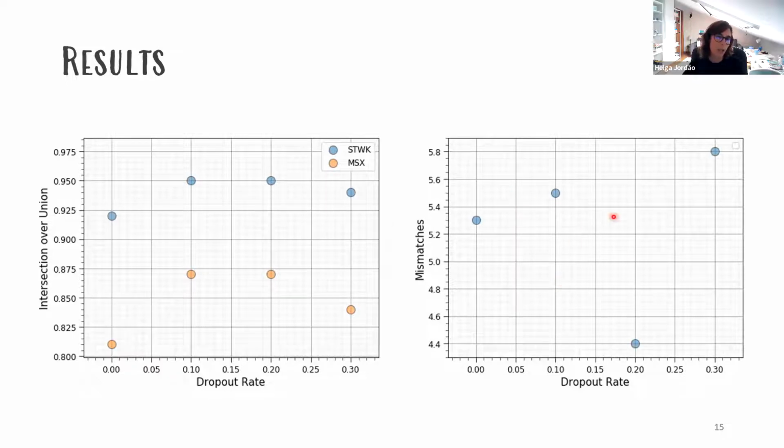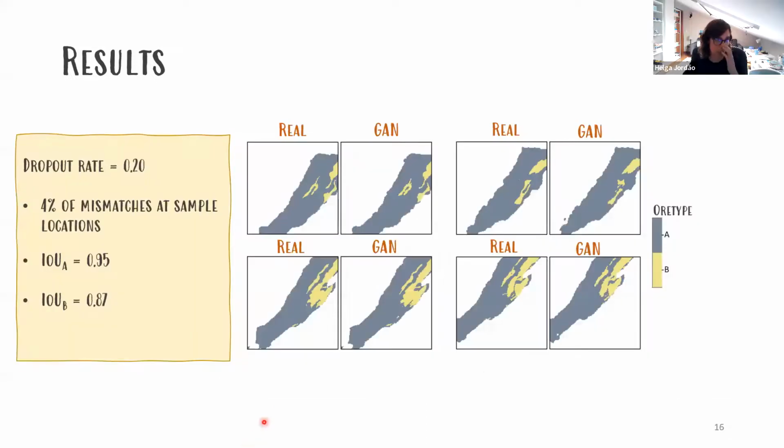And here in the mismatch, we can see that for a dropout rate of 20%, we get the lowest value. So we selected a dropout rate of 20%, and then we evaluated the results. For the average of all the samples of the test data set, we achieve 4% mismatch at sample locations, which is a really low value, and intersection over union of 95% for the stockwork, which is the gray area, and 87% for the massive sulfide, which is the yellow area.